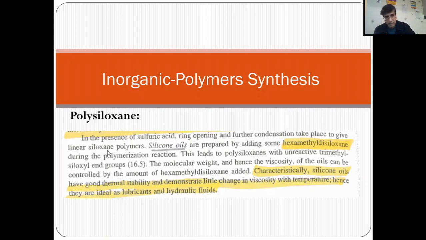So this slide is showing how you can do that. There are 2 methods to do it. It is called acid catalyzed ring opening or base catalyzed ring opening. The procedure is basically the same to open the ring. So in the presence of sulfuric acid, a ring opening reaction will take place. When the rings open, all these open rings will combine with each other, and the long chain polymer will form. So that's the basic idea here.